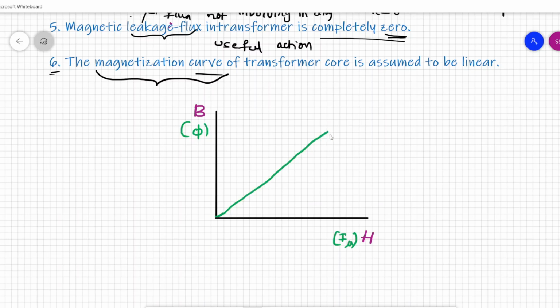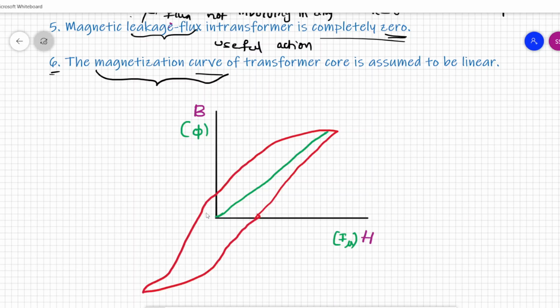Practically, for a practical transformer, the curve will be called a hysteresis curve. It will be something like this. This is the magnetization curve of a practical transformer, and this is for an ideal transformer. Ideal means there will be no concept of saturation in an ideal transformer. Saturation occurs here at this point, in this region for a practical transformer.